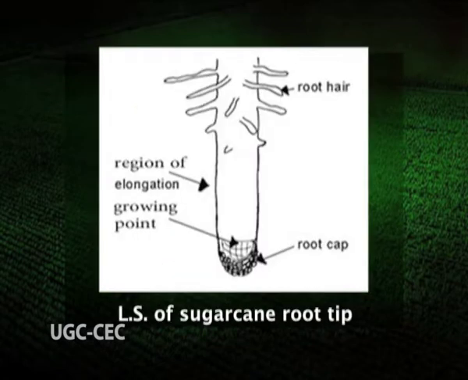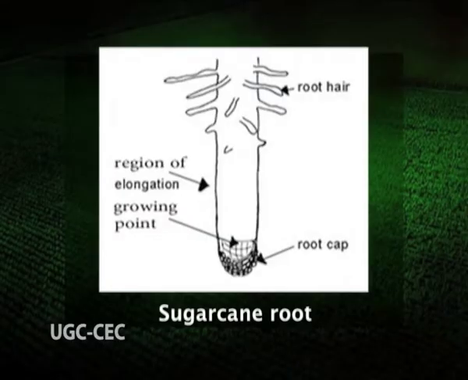A longitudinal section of a root tube consists mainly of four parts: the root cap, the growing point, the region of elongation and the region of root hairs. The root cap protects the tender tissues of the growing point as the root pushes through the soil.